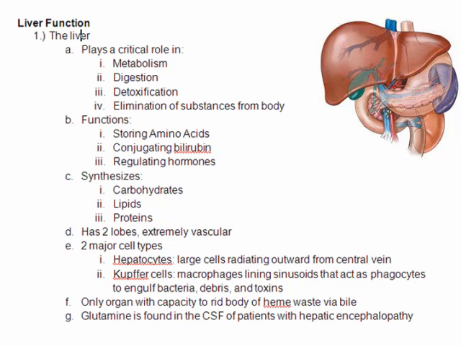But it also stores amino acids. It conjugates our bilirubin, because if it didn't conjugate our bilirubin, we'd all be walking around all yellow. It regulates our hormones as well. In addition to that, it synthesizes carbohydrates, it makes lipids, it makes proteins. So it has a very powerful job. Without a liver, or a liver that doesn't work very well, you get very sick very quickly because of all these functions it has and all the different things that it synthesizes. It has two lobes and is extremely vascular. If you've ever heard of somebody lacerating a liver, it's always very messy.